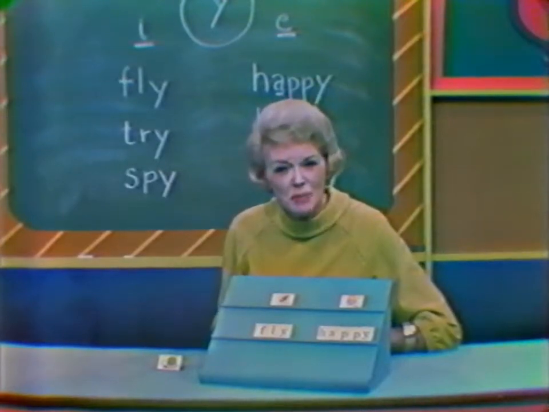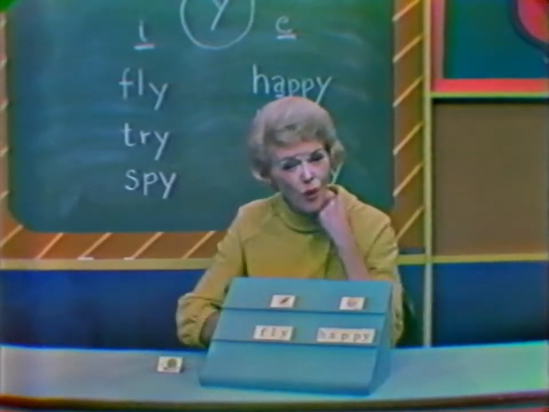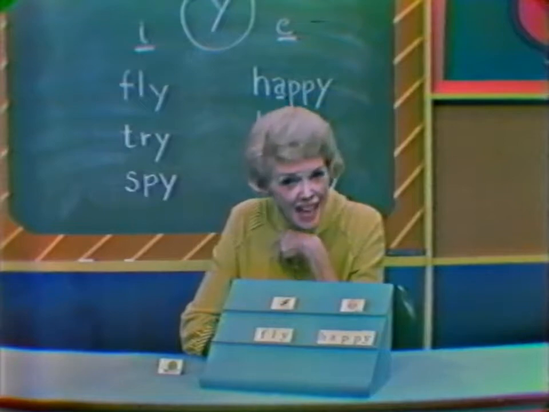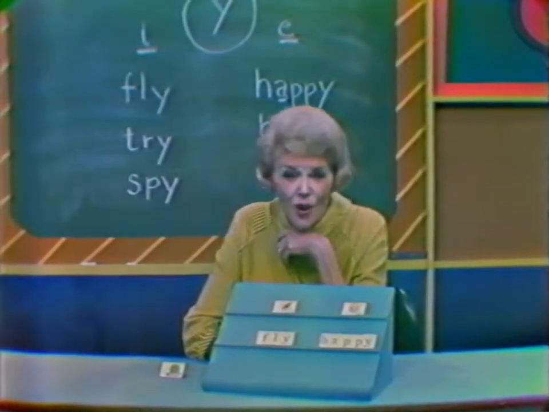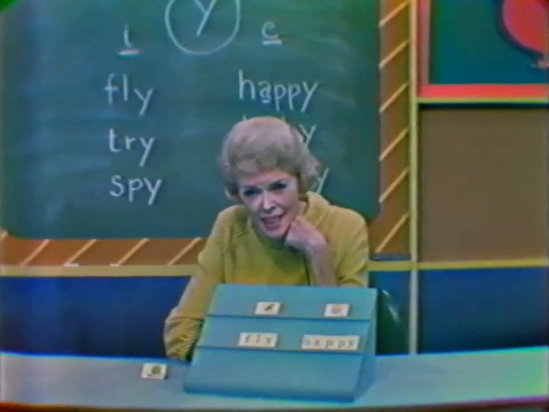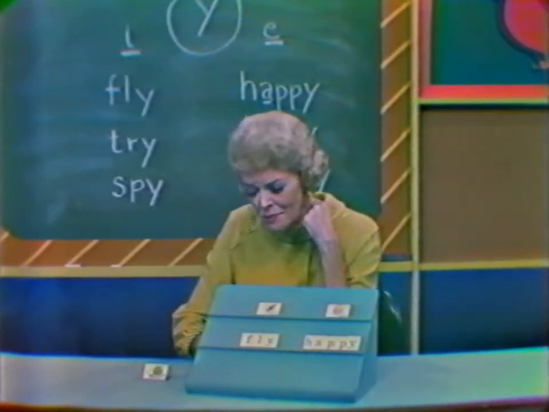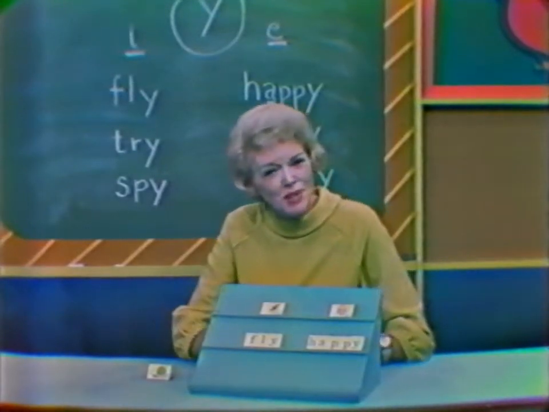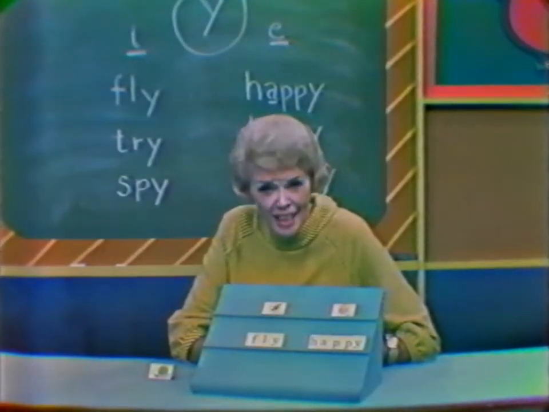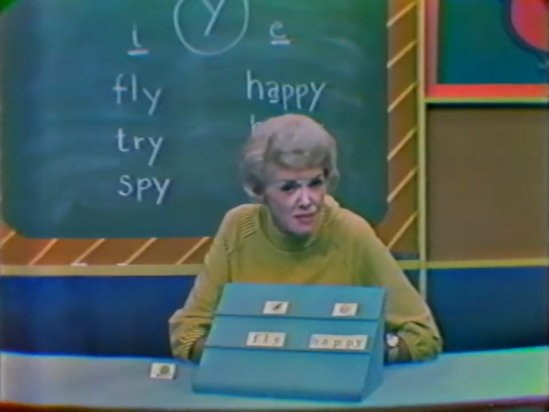You know, some of the letters of the alphabet have more than one sound. And the sound can be different when the letter is in a different place in a word, or when it's next to different letters. Now, our friend Y is really a changeable kind of guy. Sometimes Y is a vowel. When it comes at the end of a word, it's a vowel.